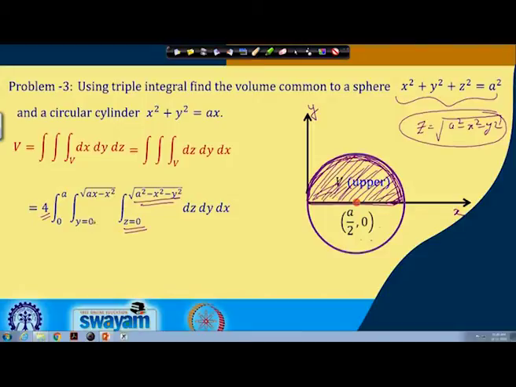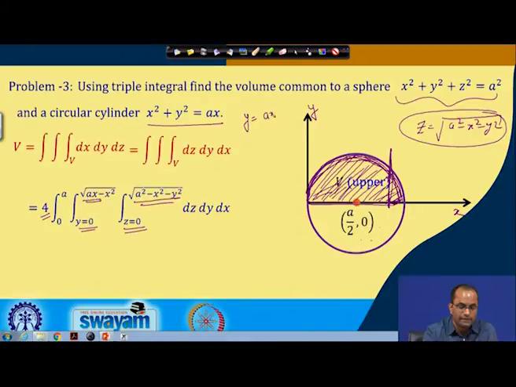So, in this case now the y enters through this 0 here and leaves through the circle. So, y goes from 0 to that circle, because the circle equation was x square plus y square is equal to a x. So, from here we can get a x minus x square under the square root. So, this is the upper limit, and now for the x we are moving from 0 to this a. So, for x, 0 to a.